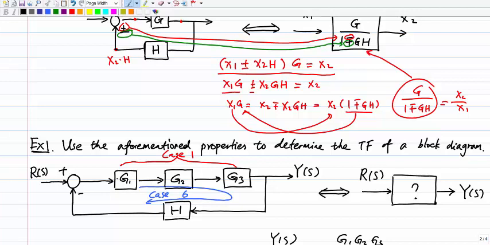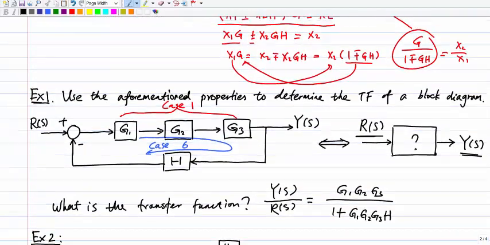And also here I have G1, G2, and G3. That's a cascade relationship. Okay, it's a combination. It's not just one of the previous cases, it's a combination of the previous cases. The whole point is, if I want to find out the transfer function between R(s) and Y(s), what's the relationship between R(s) and Y(s)? Okay, how can we do that?